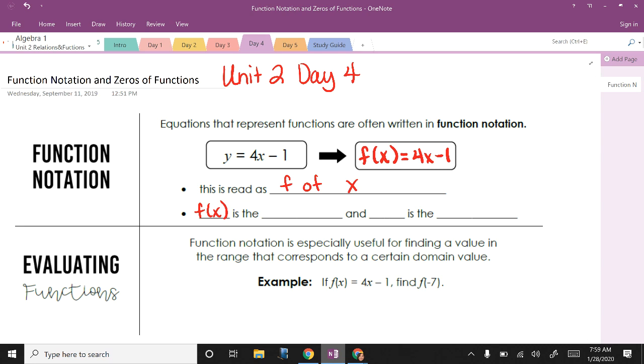So f of x is the output of the function, and x is the input. So x is what we usually put into the function. f of x is what we take out. Okay? So think of a function kind of like a machine. You put something in it, and it creates something, and something else comes out.